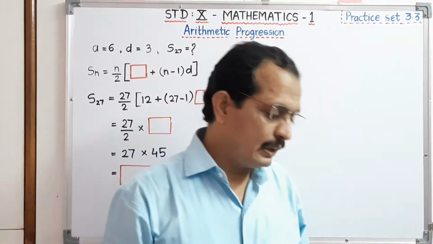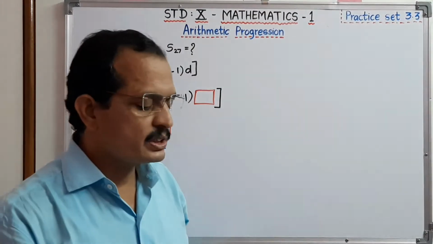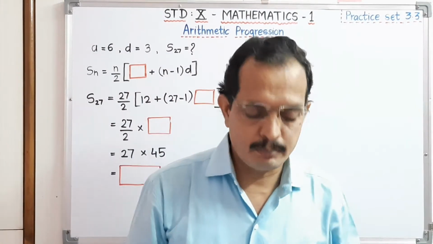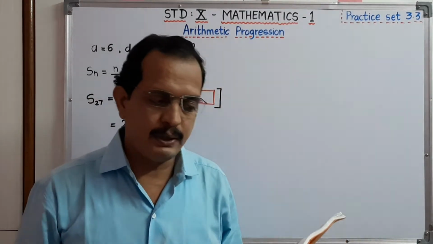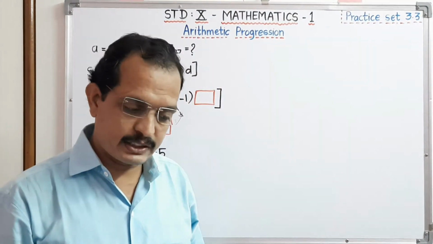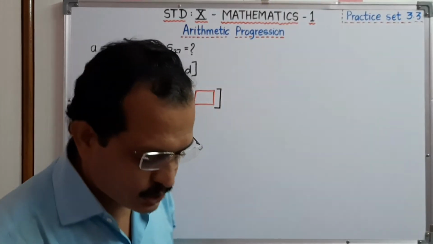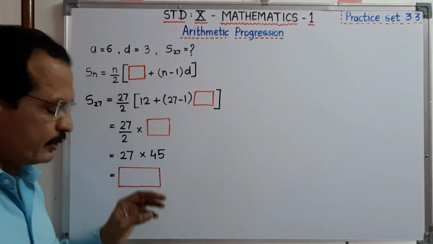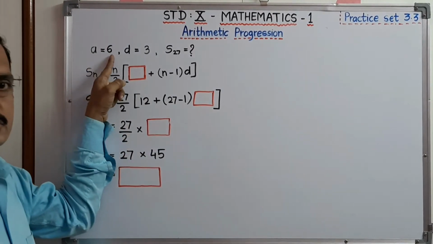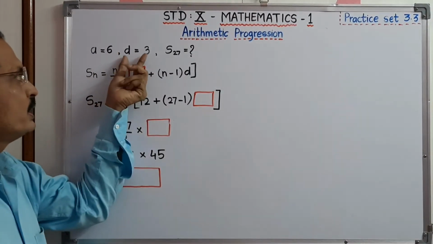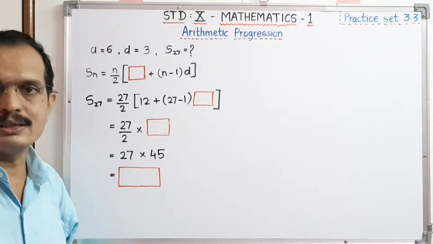Dear students, let's start with practice set 3.3. First question is given in activity type. First term and the common difference of an AP are 6 and 3 respectively. Find S27. Dear student, see the activity type question is given. A is equal to 6. That means the first term is 6. Common difference d is equal to 3. And we have to find out S27.